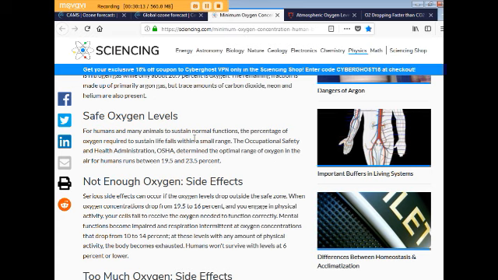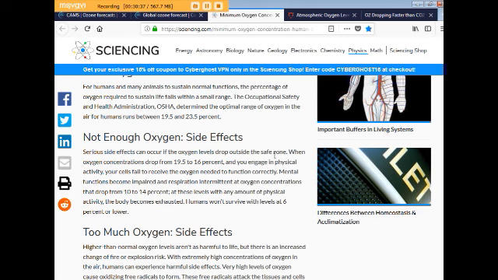For humans and many animals to sustain normal functions, the percentage of oxygen required to sustain life falls within a small range. OSHA, the Occupational Safety and Health Administration, determined the optimal range of oxygen in the air for humans runs between 19.5 and 23.5%. Here are the side effects of not enough oxygen.